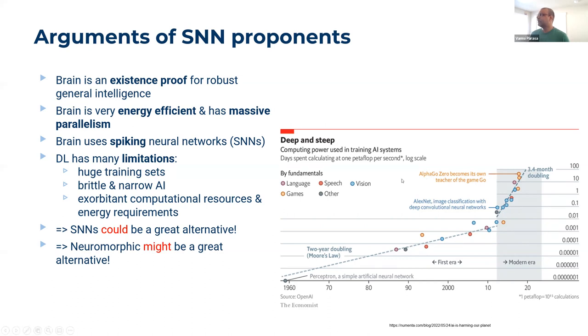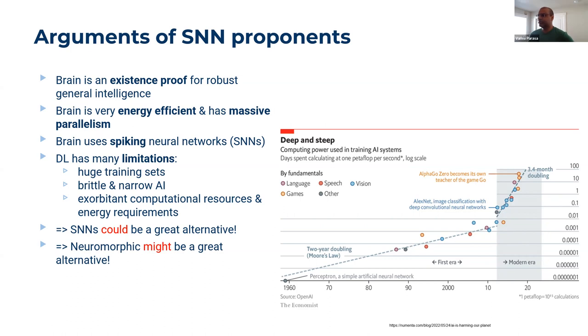In the graph, we can see that as deep learning models get bigger and bigger, the number of days spent calculating at one petaflop per second is almost reaching 100 days with all these big models for training. So this is extremely computationally intensive. But the brain is extremely energy efficient. We do all the things we do on a 20 watt power budget. So the usual argument is that spiking neural networks and neuromorphic computing might be a great alternative. That is the sales pitch of the SNN proponents.